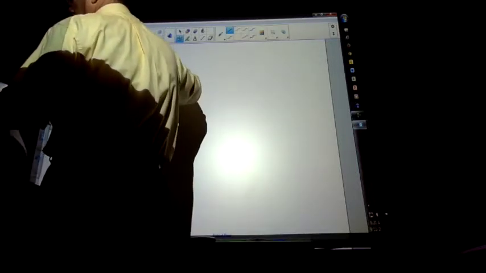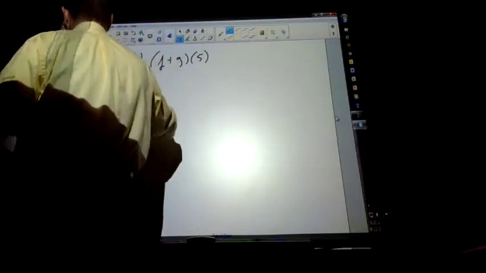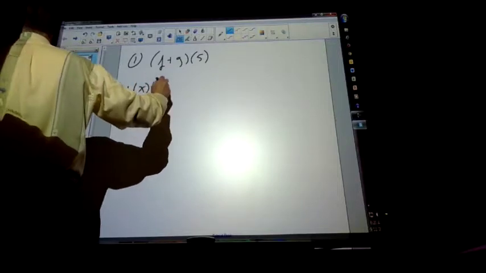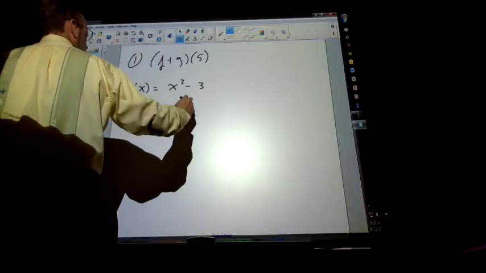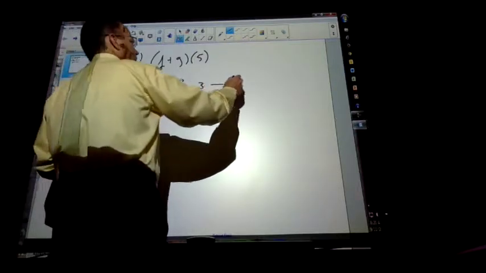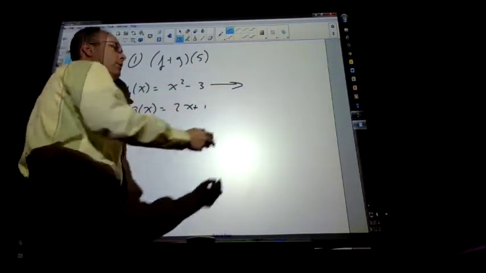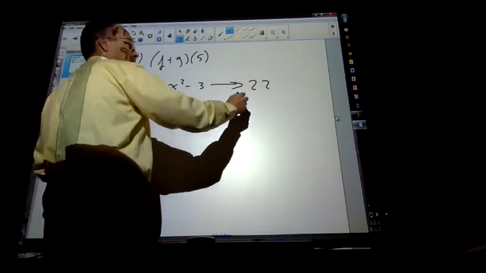So problem number 1 on this page says f plus g at 5, and they tell you that f at x is equal to x squared minus 3, and g at x is equal to 2x plus 1. What should we do with this? What am I substituting in for x? 5. If I plugged 5 in, that's going to be 25 minus 3, which is 22. This is going to give me 2 times 5, which is 10, plus 1, which is 11.